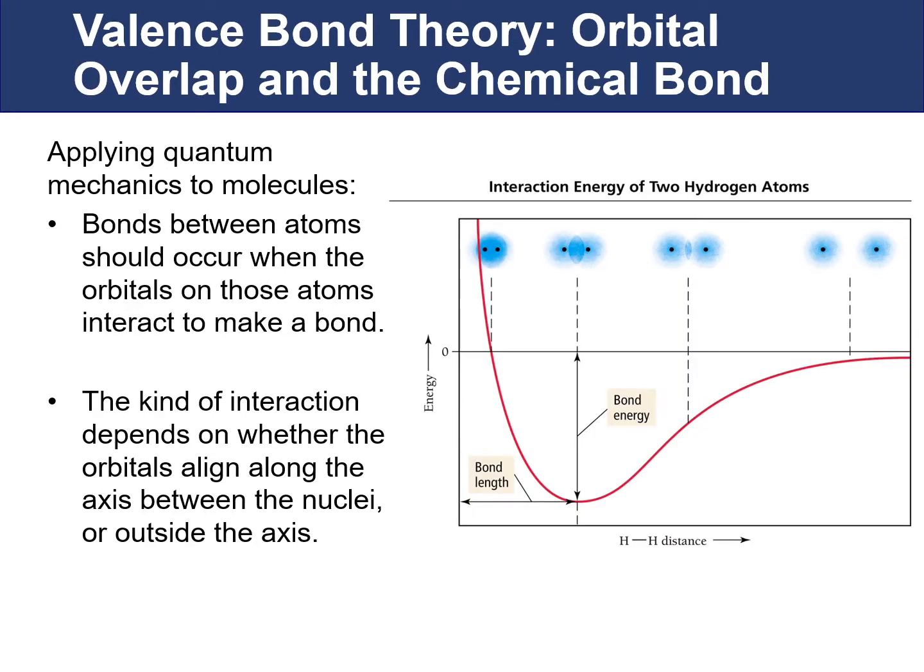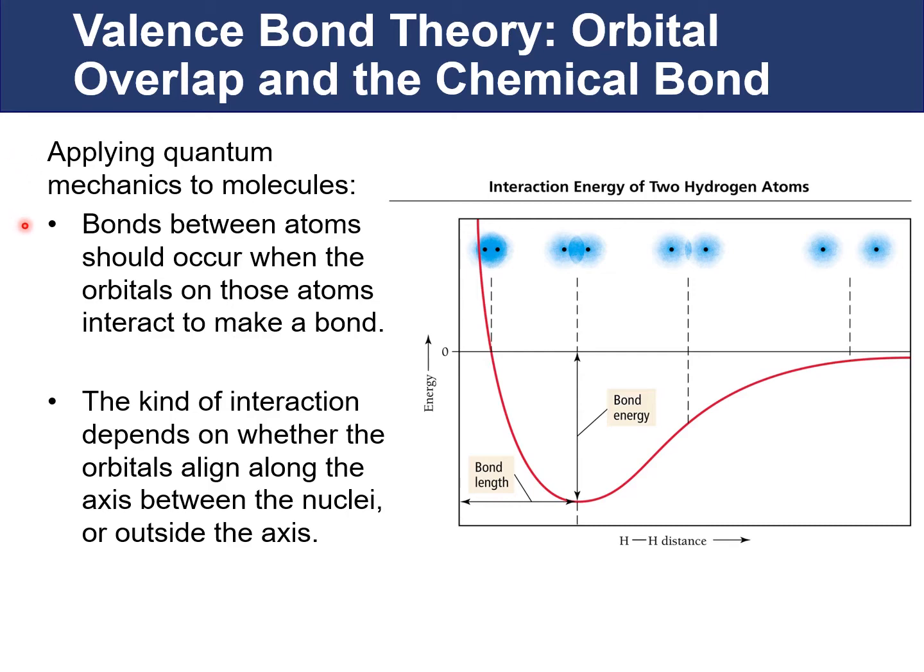Lewis theory relies on the particle-like nature of electrons as part of its explanation. The electrons are occupying space that is between the two atoms, and you can have two electrons occupying that space. Valence bond theory, on the other hand, utilizes the wave-like nature of electrons, which is described by the shape of the atomic orbitals. So valence bond theory relies on quantum mechanics to form molecules.